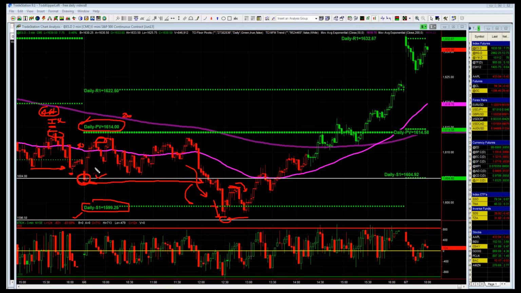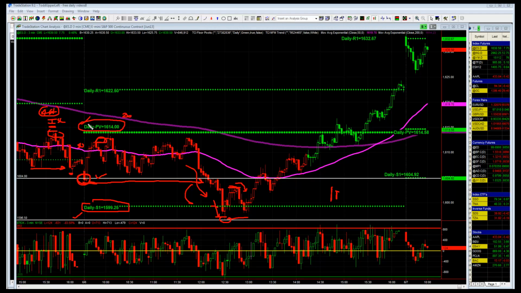I was looking for a pattern. And one of the patterns that you see me talk about all the time is that inside vertical bar, right, where the market is contained within the prior bar's range. Okay? The prior bar's range. So the high is lower than the prior bar's high, and the low is higher than the prior bar's low.